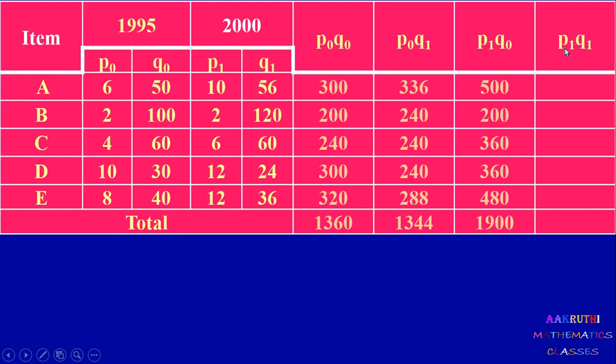So next we have to calculate P1Q1. So multiply P1 and Q1 values, we get 10 into 56, it is 560, 2 into 120 is 240, 6 into 60 is 360, 12 into 24 is 288, 12 into 36 is 432. Adding all this, we get summation of P1Q1, and summation of P1Q1 is 1880.